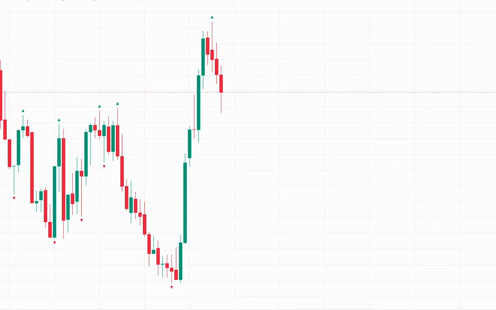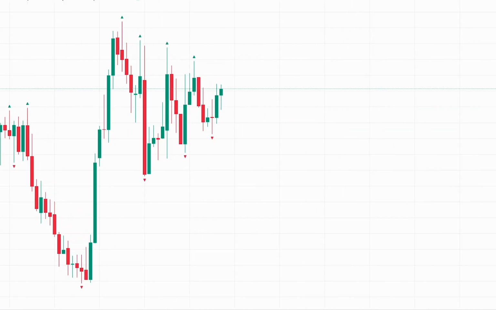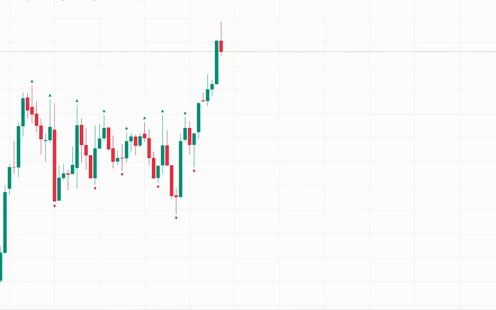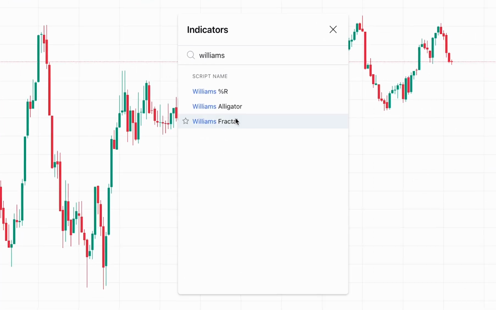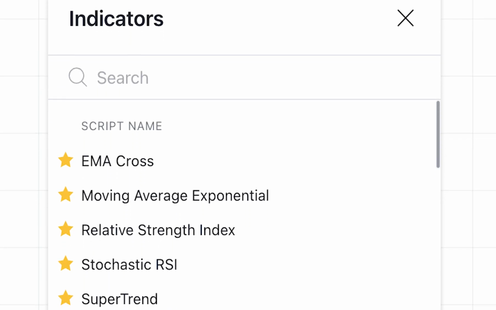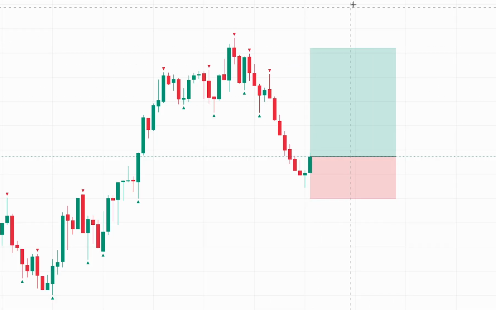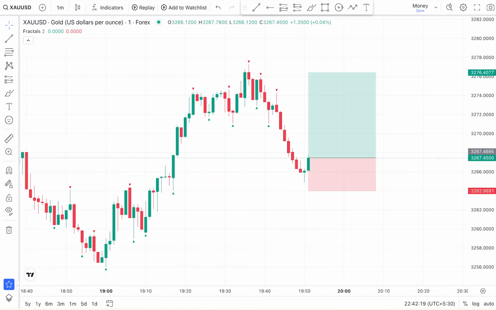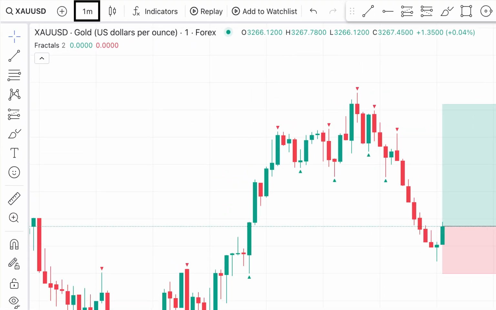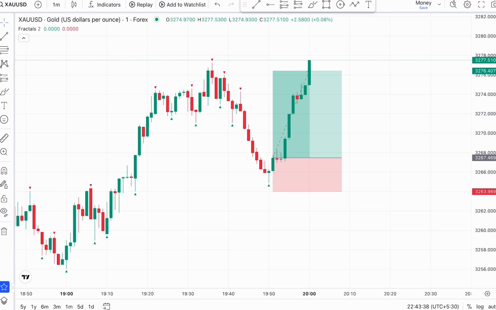In this video, I am going to show you a simple scalping strategy that works perfect for the 1 minute time frame. We will use a special indicator called Williams Fractals and we're going to combine it with some other indicators, and it's easy to use, works in almost all markets, and most importantly it works. So first of all, set the time frame to 1 minute, but this strategy will work for all time frames.